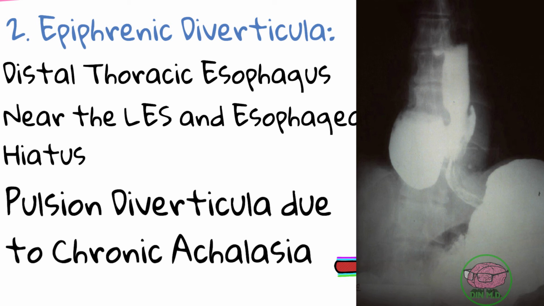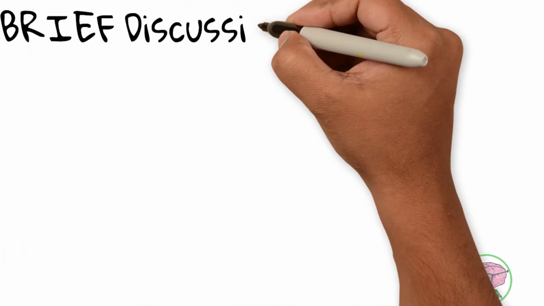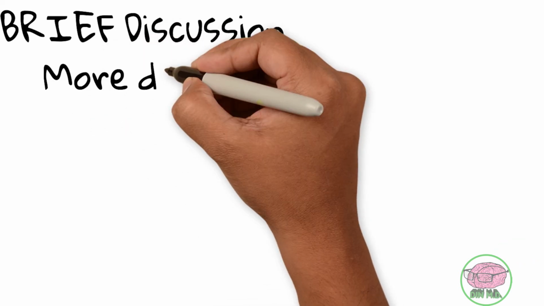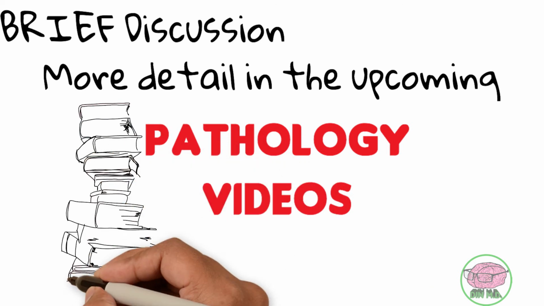As you can see, anatomy helps us understand these diseases. To understand achalasia, you first need to understand what the lower esophageal sphincter is. To understand the rings or the diverticula, you need to know in which sections the esophagus divides. However, this was just a brief discussion of these pathologies, but don't worry, in the upcoming pathology videos we will talk about these diseases in more detail.